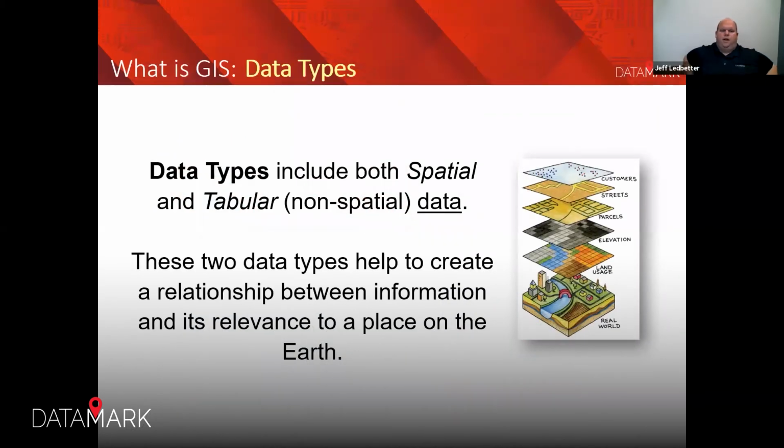So we talk about GIS data, and we'll show you in just a second. We'll demonstrate how data becomes a map and it becomes the thing that's useful for you. But first there's a couple of types of data. Spatial data, which is the coordinate data or the location data, and tabular data or non-spatial data is what we refer to as flat data. Things like Excel spreadsheets and text files would be tabular data. These help create the relationship of the location and the information, the geography and the information.